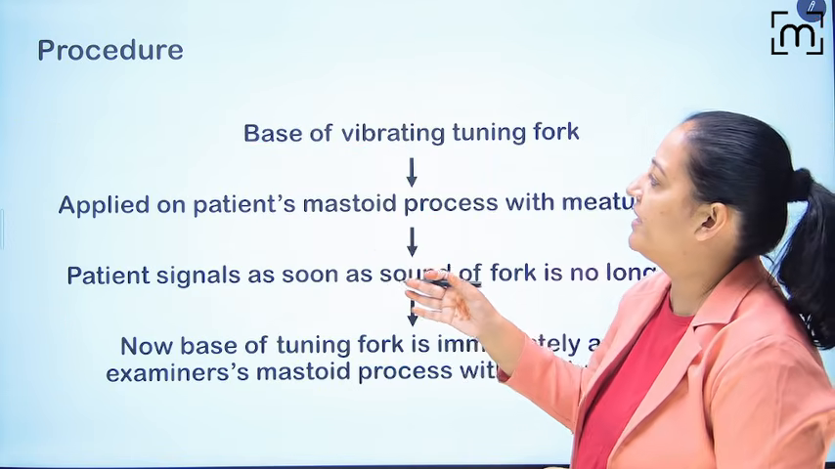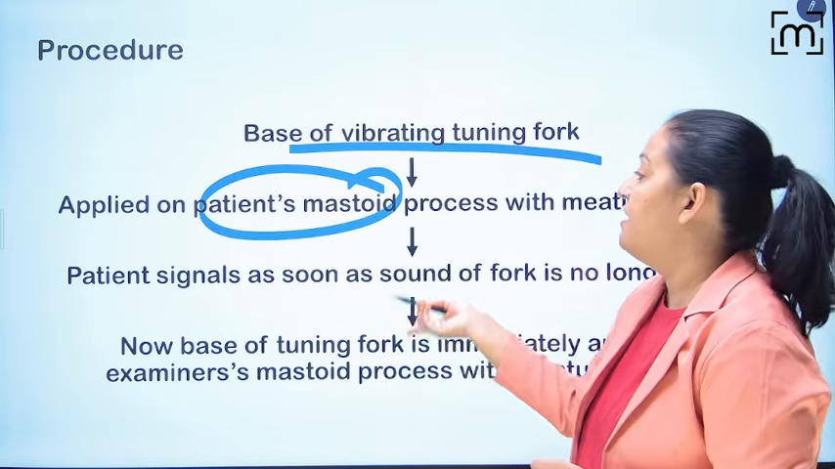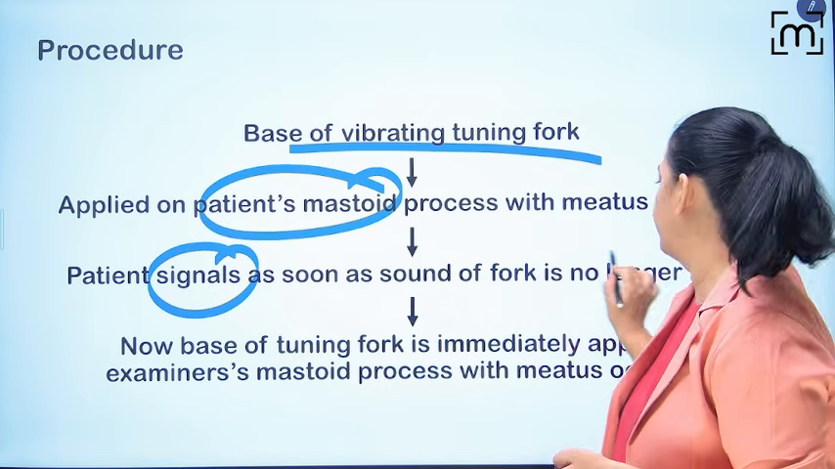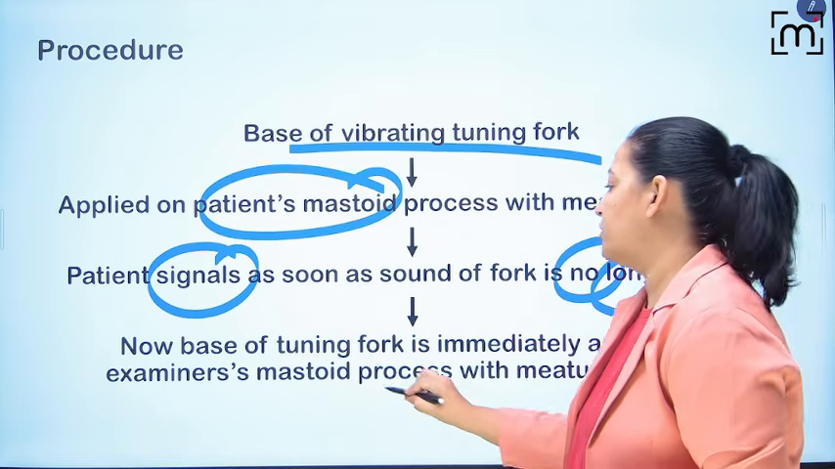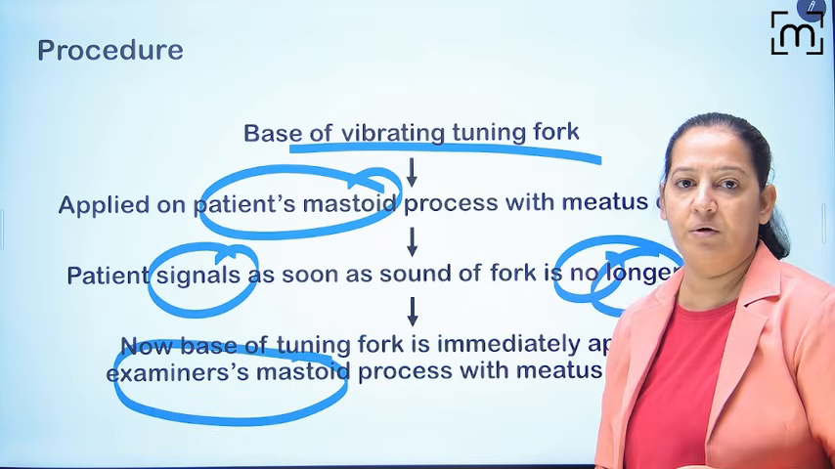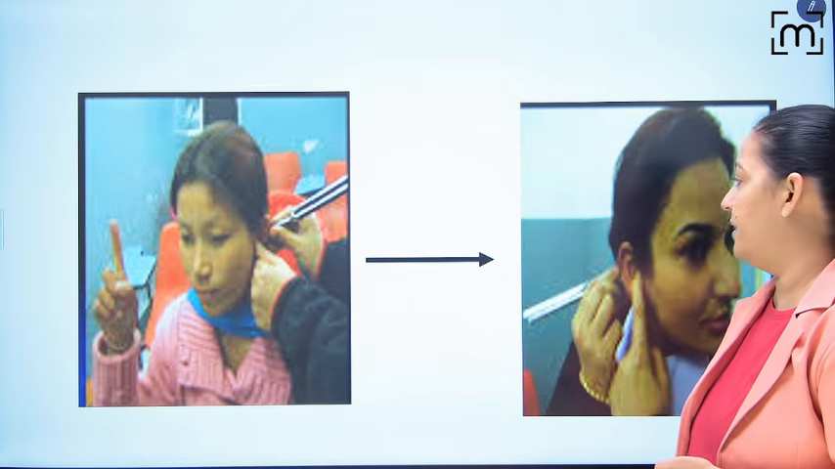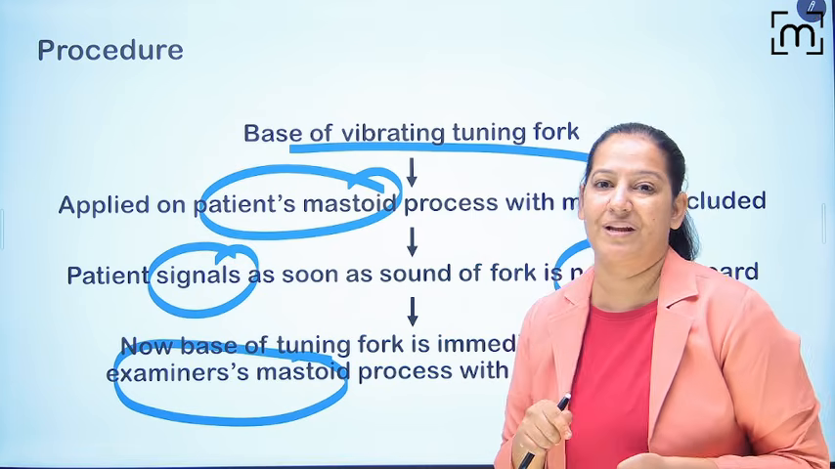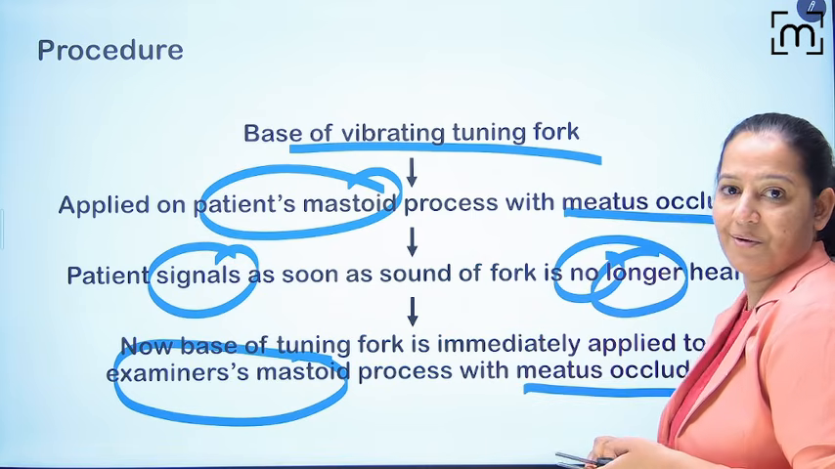You read it. The base of the vibrating tuning fork is kept on the patient's mastoid. Once the patient gives the signal that it is no longer vibrating, it is shifted to the examiner's mastoid, from the patient's mastoid to the examiner's mastoid. The most important thing I forgot to tell you: I'm sorry, here with the meatus occluded, here also the meatus occluded.